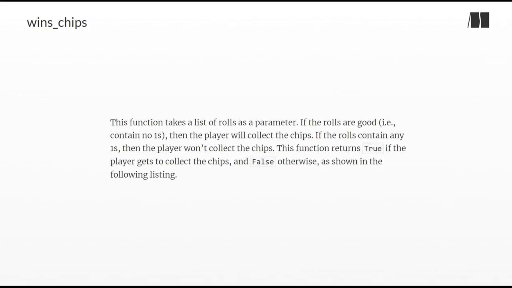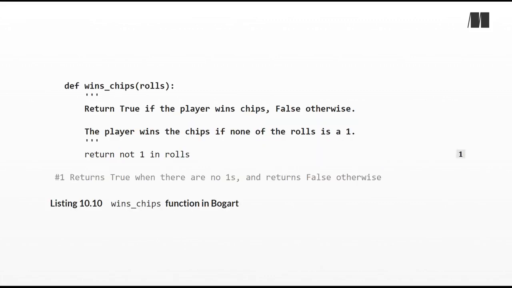Wins chips. This function takes a list of rolls as a parameter. If the rolls are good, that is, contain no 1s, then the player will collect the chips. If the rolls contain any 1s, then the player won't collect the chips. This function returns true if the player gets to collect the chips, and false otherwise, as shown in the following listing. Listing 10.10, wins chips function in Bogart.